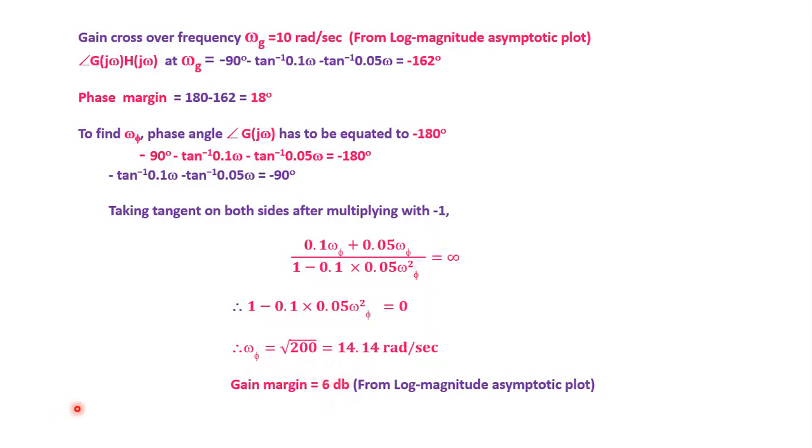That's all. So gain margin is 6 dB, phase margin is 18 degree, both are positive, therefore the system is stable. That I have not written. So system is stable, we can write.